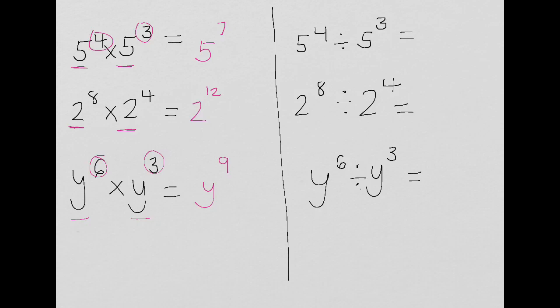5 to the power 4 divided by 5 to the power 3 again. Bases have to be the same. Bases stay the same. And because we're dividing, we subtract. So it's 5 to the power 1, which we just would write as 5. We wouldn't leave the 1 there. So it's okay to have that 1 as your workings, but we wouldn't leave it there for the final answer.